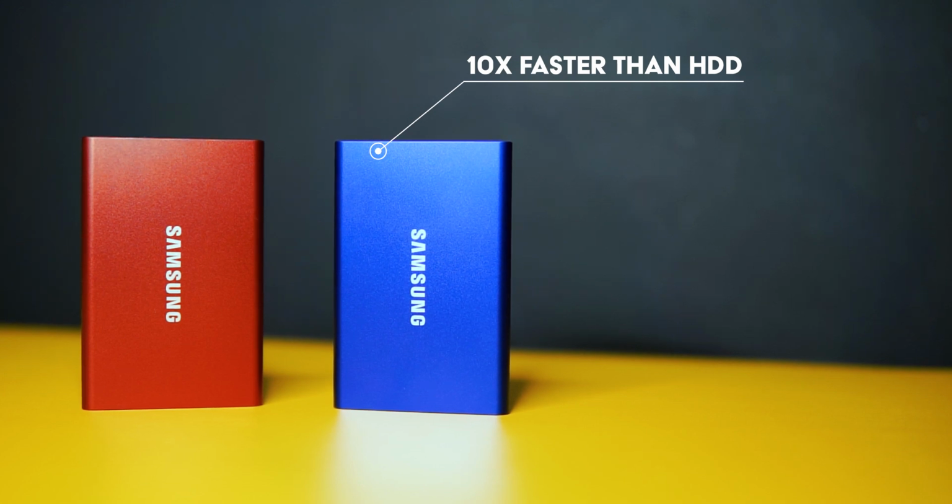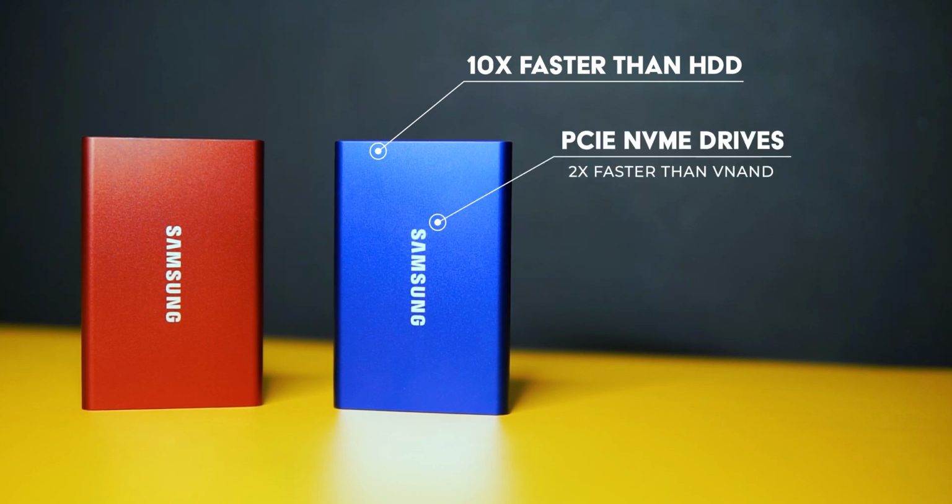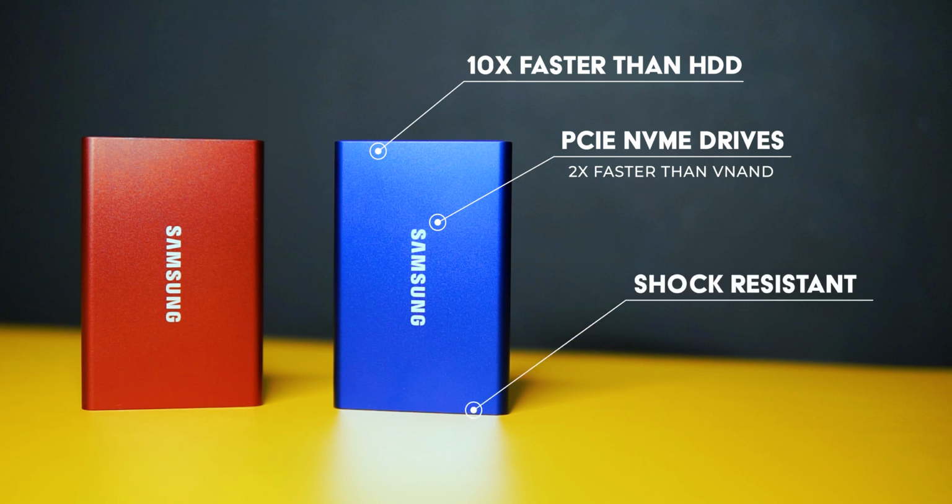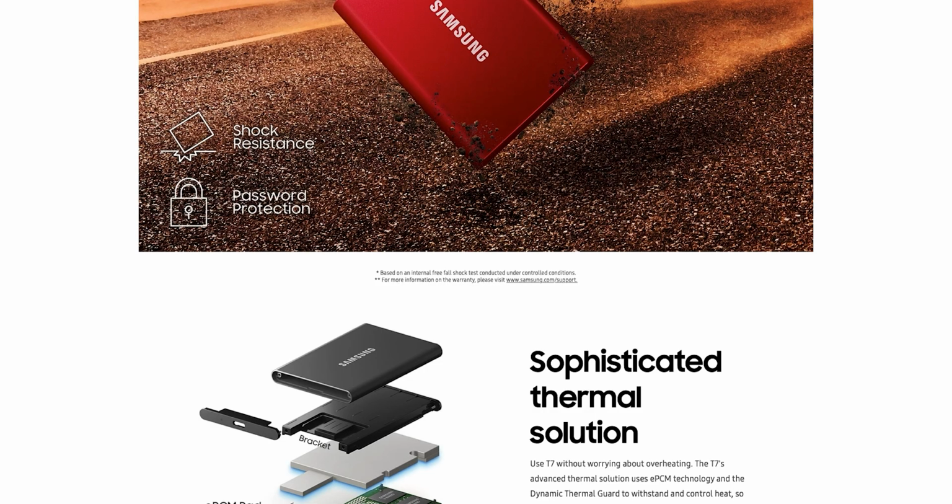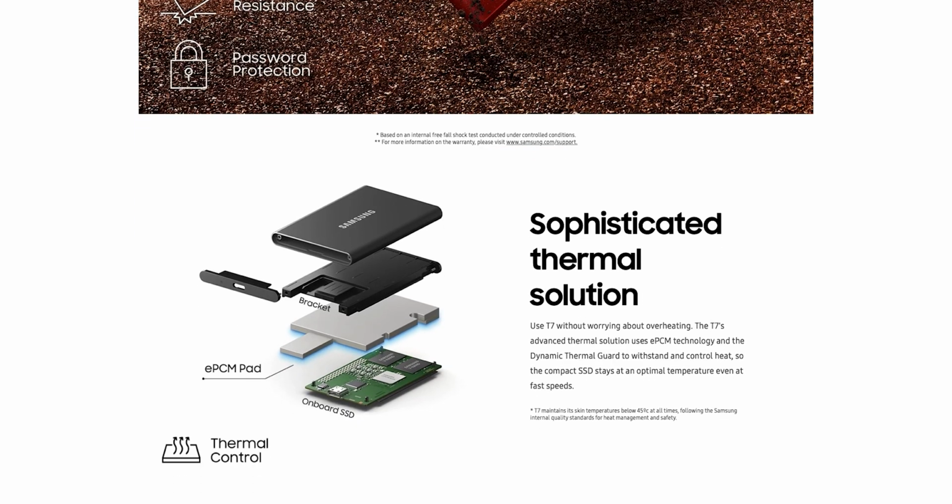And the reason behind this speed is the NVMe flash drive that Samsung's using here on the PCI Express bus, which is twice as fast as the V9 devices in the T5. And this also makes it shock resistant, which is a big deal with these conventional hard disk drives. There's also an improved thermal guard for heat dissipation, since that's essential with these dimensions.